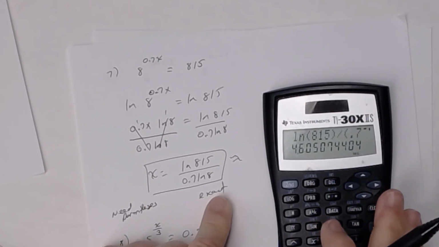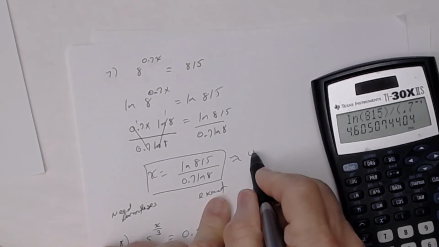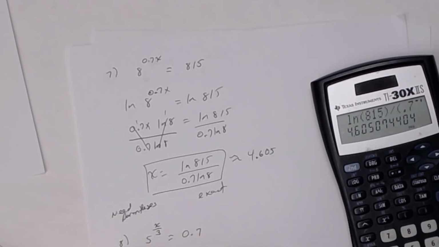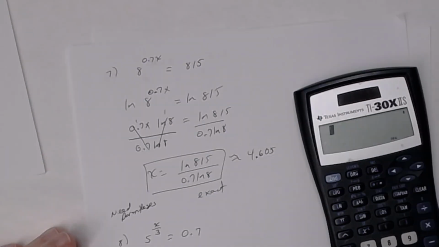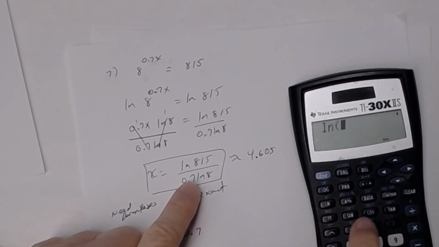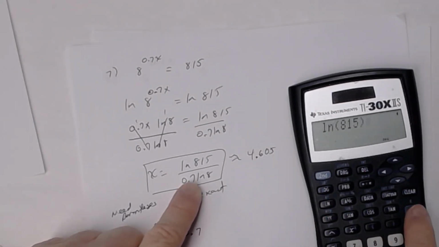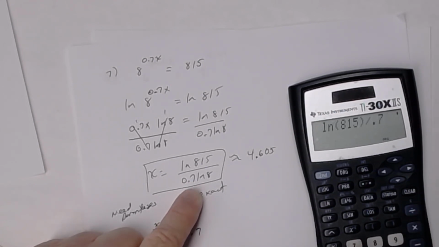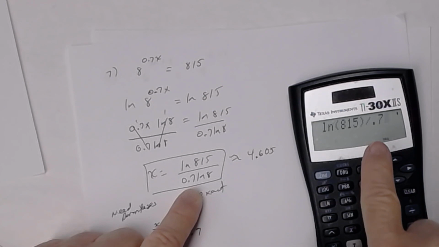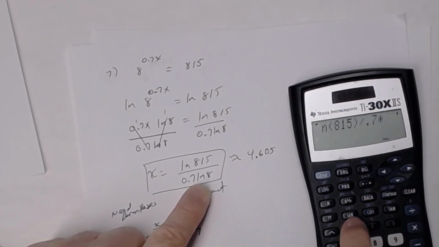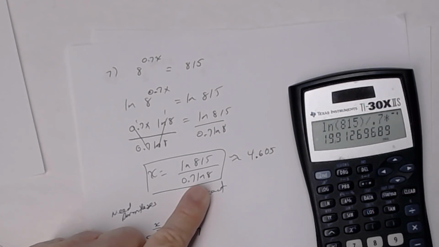So 4.605. Okay? All right, now here's what would have happened if you had not used parentheses. You would have said the natural log of 815 divided by 0.7. That's what you would have entered, right? Divided by 0.7, and then you would have said times the natural log of 8. Okay, close parentheses. Notice when I press equal, you don't get the same answer.